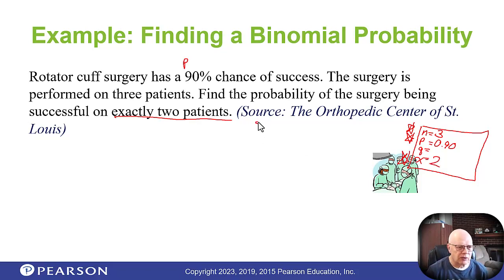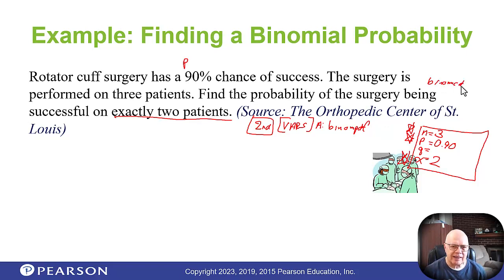So what we're going to do is put a second VARS. Remember, we're going to pick out option A, binomial PDF. Now make sure you don't go to the other one called binomial CDF. But when we're talking about exactly a certain number of successes, we want to use PDF instead. So make sure you pick that one out.